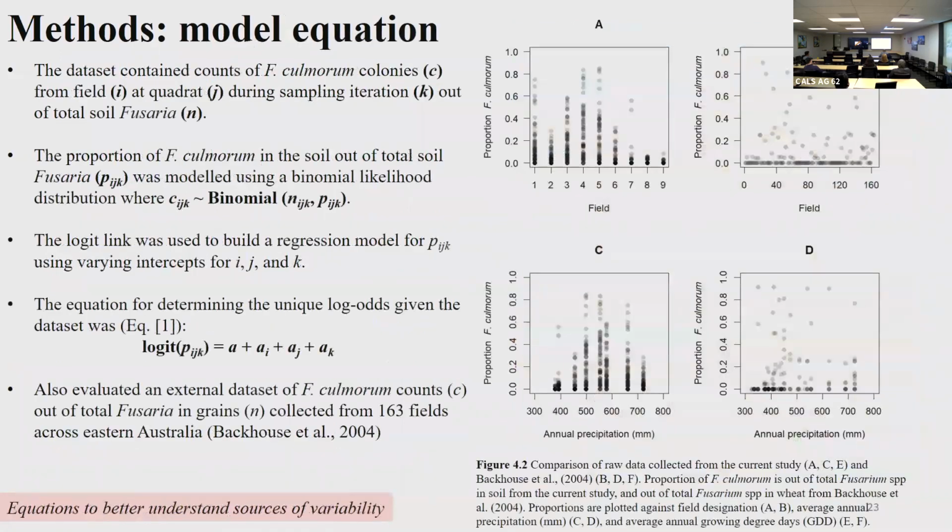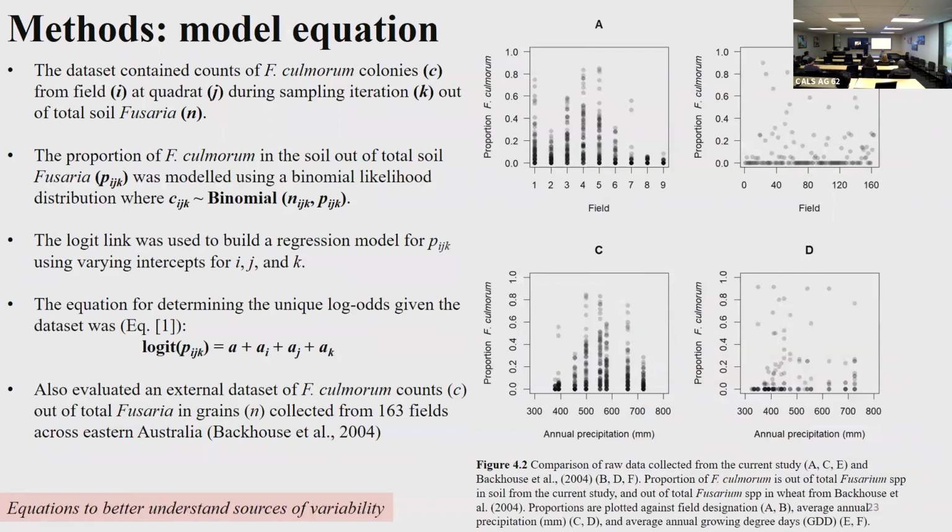Now, this is where things start getting a little tricky, but we have the original data set. So I have counts and I have the total, but I also have what field it came from, where in the field it came from, and when. And what we're interested in is modeling it as a proportion: out of total soil fusaria, what is the proportion? Use a binomial distribution to do that. Proportions are limited between 0 and 1, so that's why this logit part is there.